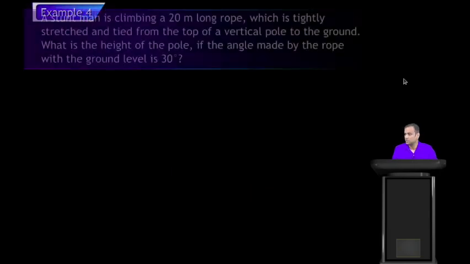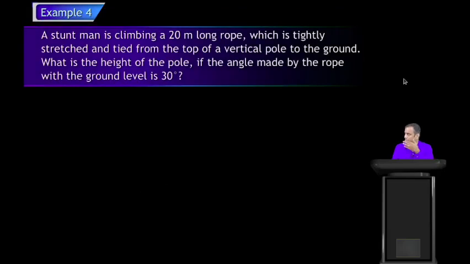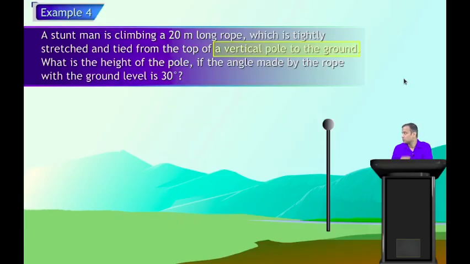Okay, here is example 4. A stuntman is climbing a 20-meter long rope which is tightly stretched and tied from the top of a vertical pole to the ground. What is the height of the pole? An angle is given to you, 30 degrees. So this is a vertical pole to the ground, and there is a rope tightly stretched and tied to the top of the pole. So this is a string.